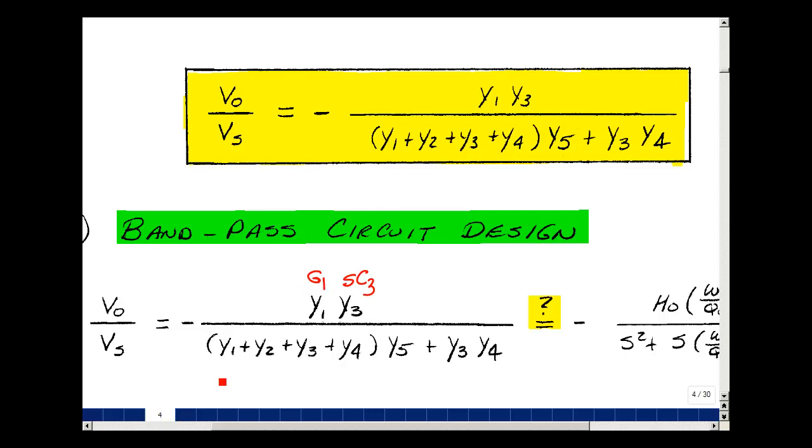The denominator, I've got this determined, and this determined, and this determined. I'm going to need an S squared term, an S to the 1, S to the 0. If I make this the capacitor, then I can't get an S to the 0 term, so I'm going to have to pick this to be a resistor. Pick this to be G5. Then I multiply this out, I get an S to the 0 term, I get an S to the 1 term, and now this term here is going to have to be an S squared, so I'm going to have to pick this to be a capacitor.